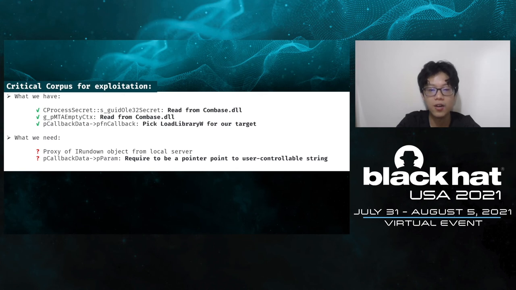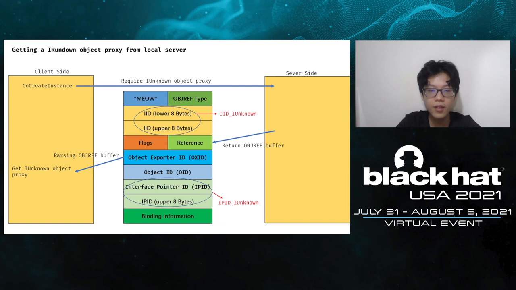What we need now is a proxy of a rundown object from the local server so that we can call the DoCallback method from the client. pCallbackData.pParam is required to be a pointer pointing to a user-controllable string. But how could we input a string into the local server and find where this string is located? We decided to solve the first problem first: getting a rundown object proxy from the local server.